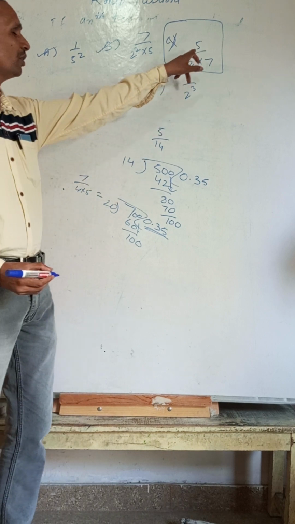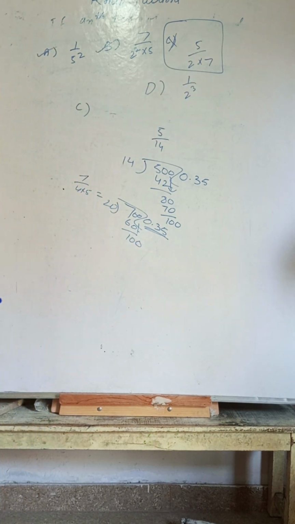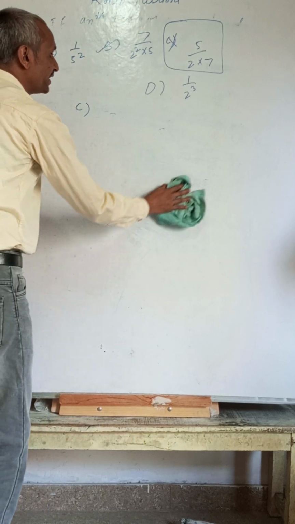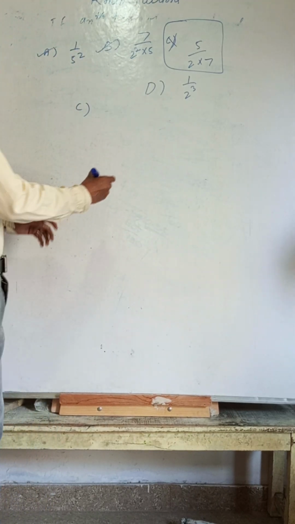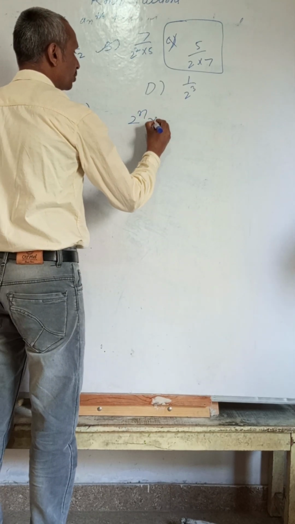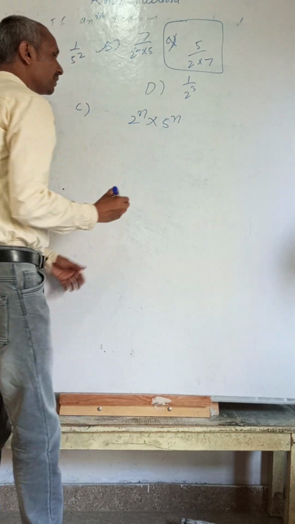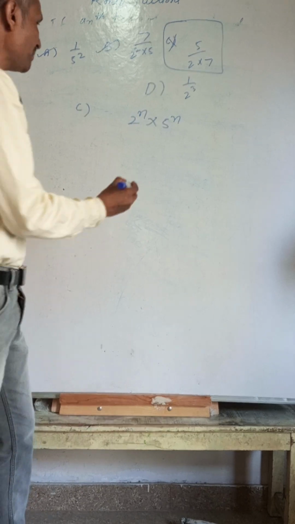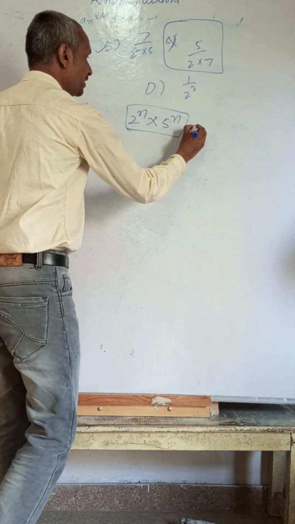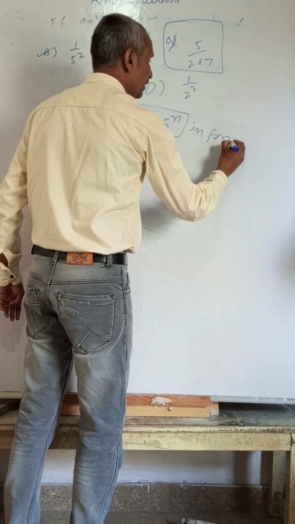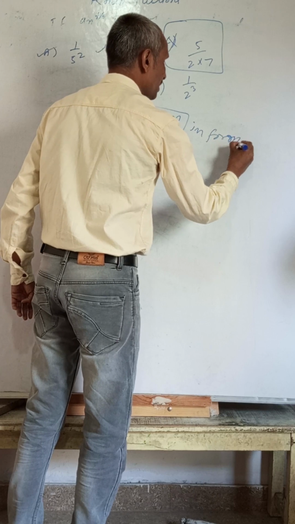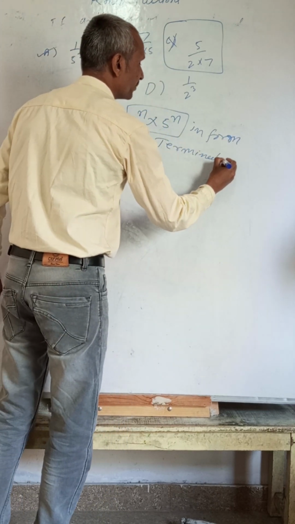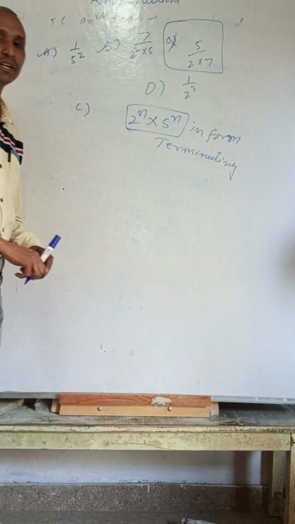So the numbers which are not in the form of 2 to the power n into 5 to the power n are non-terminating recurring numbers. If it is in this form, then it is a terminating number. I hope that is cleared up.